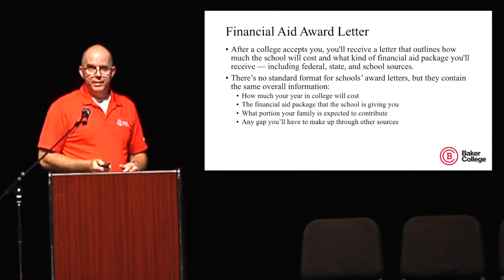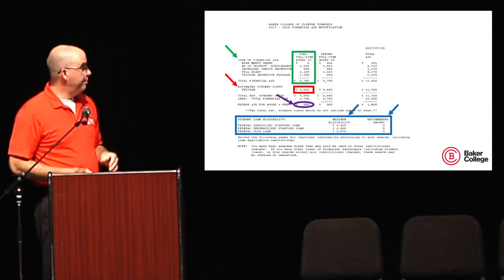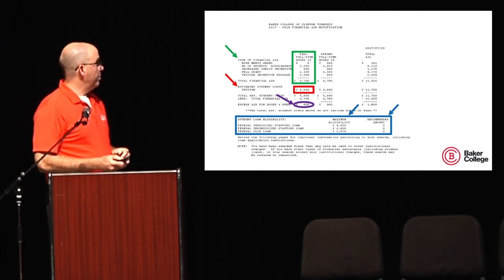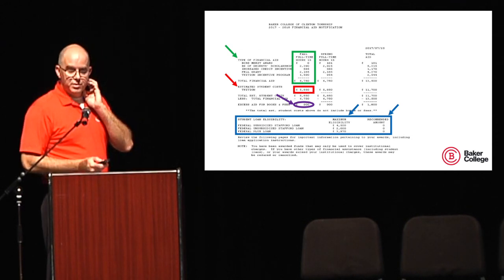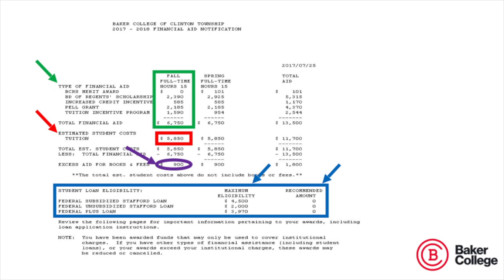Let's take a look at an example of an award notification for a student at Baker College. First of all, we have our tuition. Baker is on semesters, so for the fall semester, if the student's taking 15 hours, the tuition cost is $5,850. We go to the financial aid section. It breaks it down. The student has a merit award, a Board of Regents scholarship, an increased credit incentive, the Pell Grant, and TIP for a total financial aid package of $6,750. The difference between the $6,750 and the $5,850 leaves $900 left over for the student to utilize for tuition or for books and supplies for that semester.